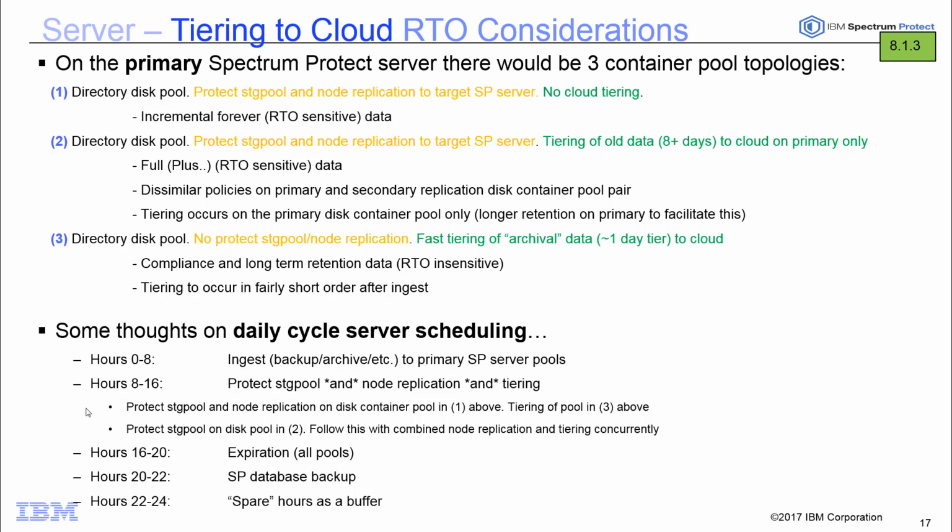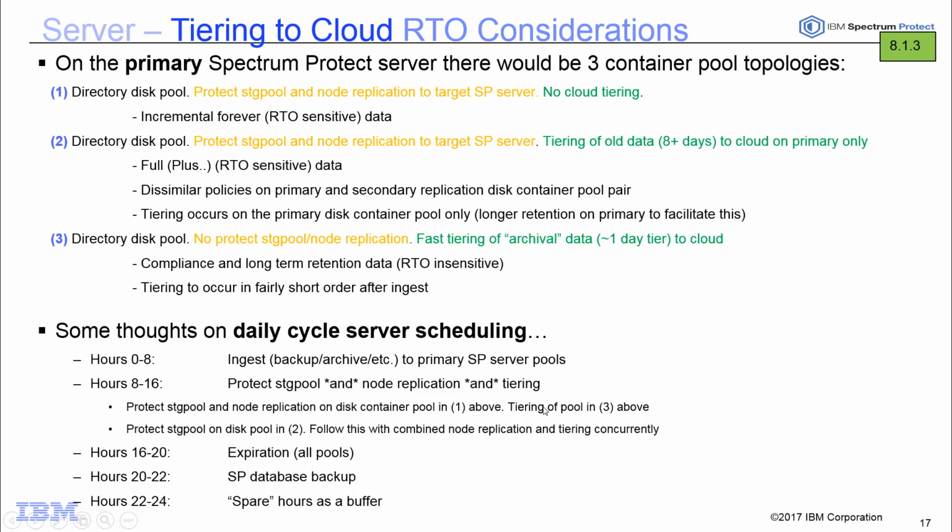And so maybe you dedicate your first 8 hours of the cycle to the backup and archives. And then the next 8 hours would be looking at doing your Protect storage pools, node replications, and your tiering. And you would need to stagger those so that your Protect storage pool and node replication of your first recovery time sensitive data occurred first.